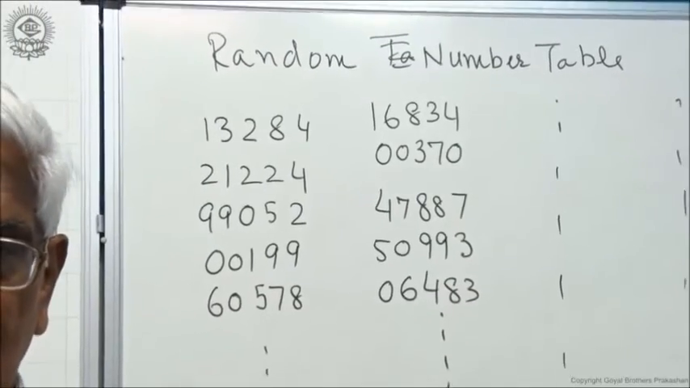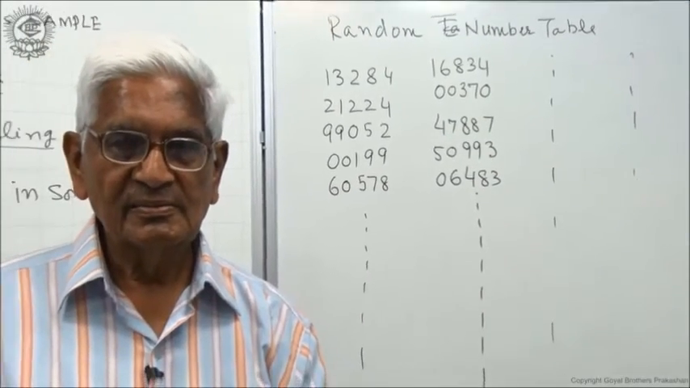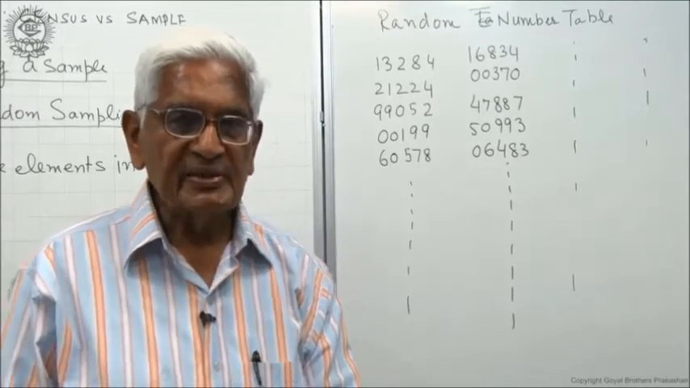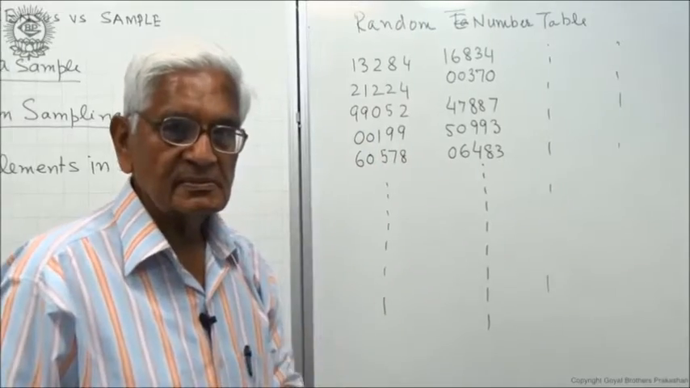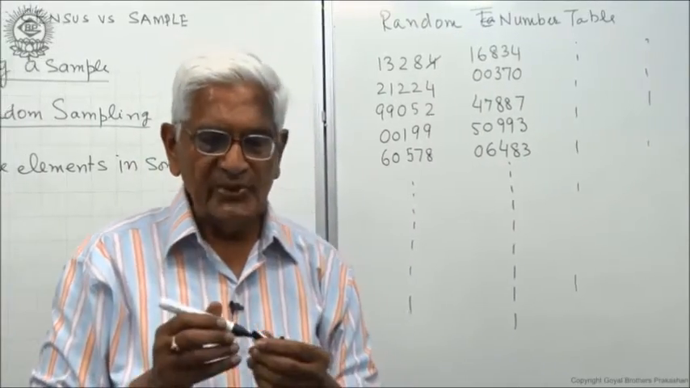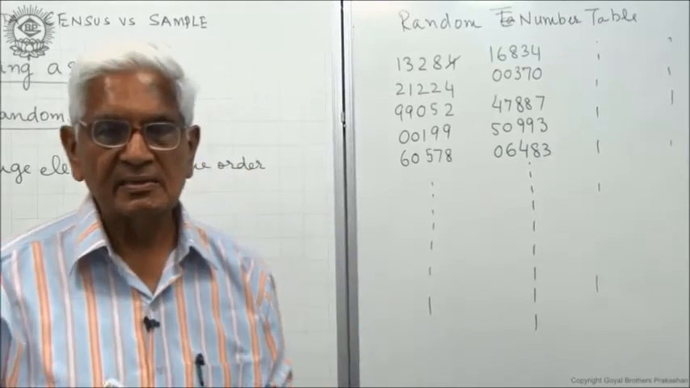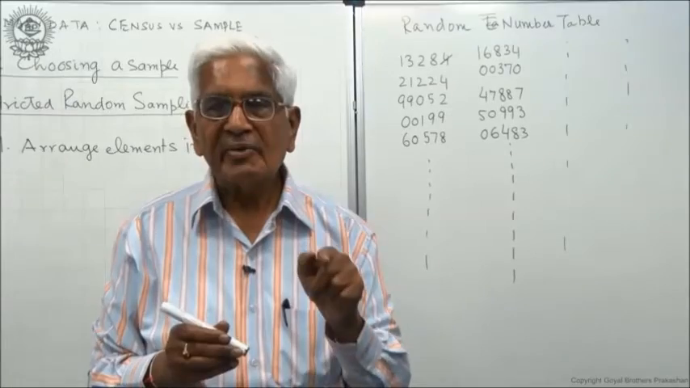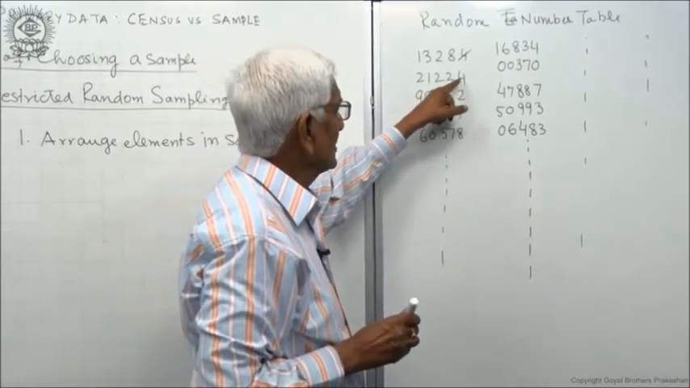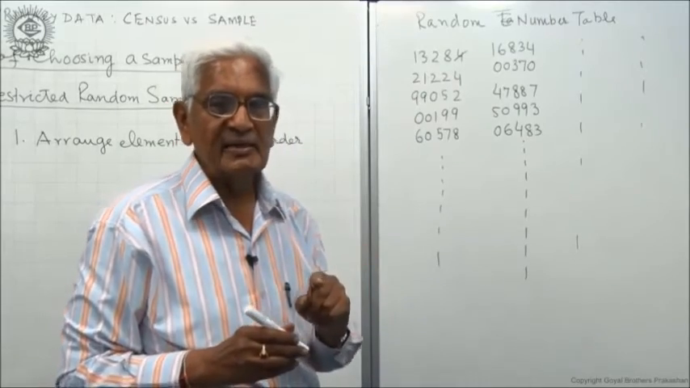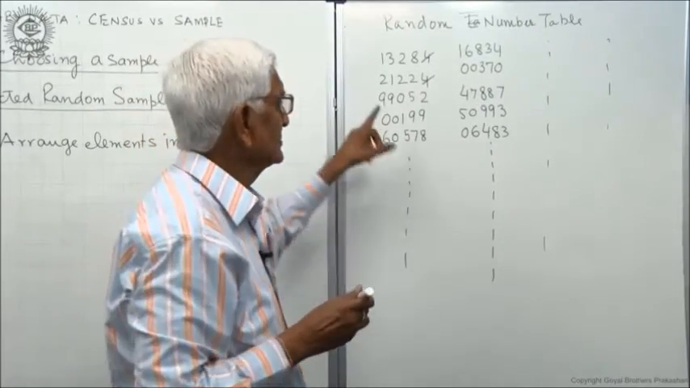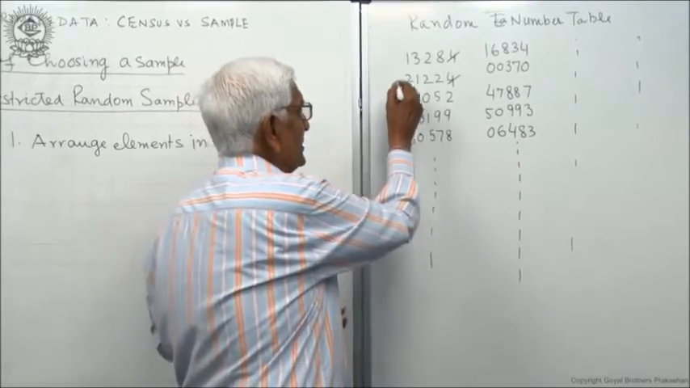In this situation, how do we compromise? The rule is, ignore the last digit. So, ignore 4. What do you read if you start from here? 1328. There are 2000 students. Somebody must be numbered 1328. Select that. You move to the next. You also ignore 4 here. What do you find? It is more than 2000. Just ignore this number. Isko chhod do.